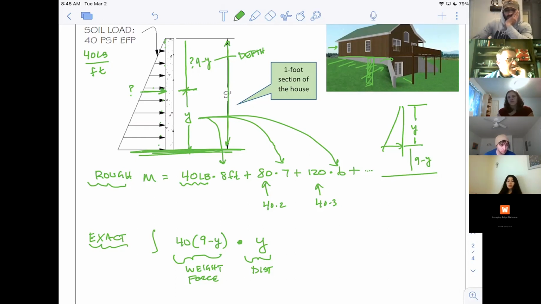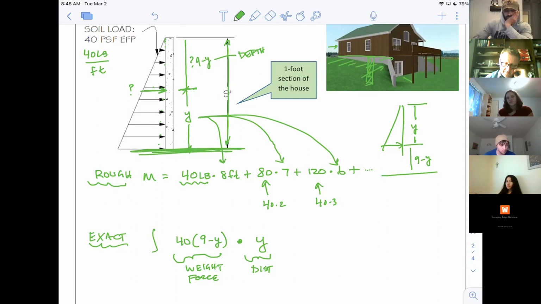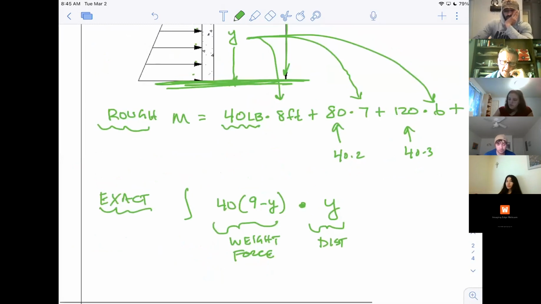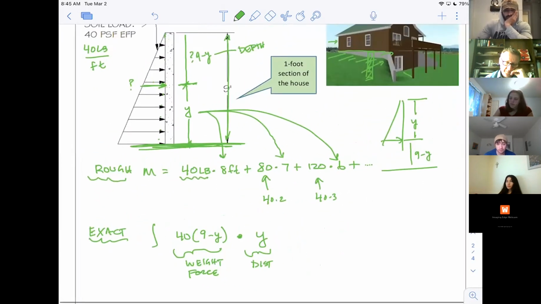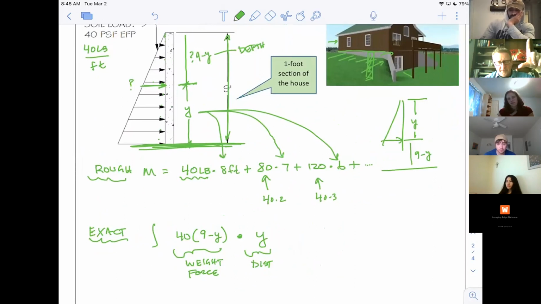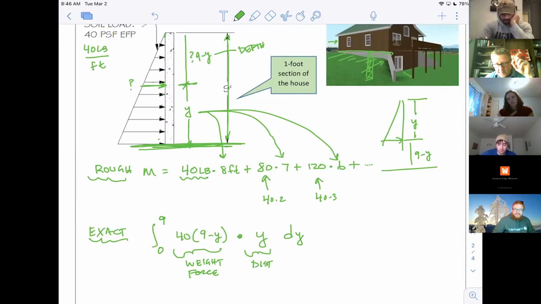And so what values can y take on? In other words, what are the limits of integration here? What can y be? 0 to 9. Because I can be all the way down at the bottom where y is 0, and I can be all the way at the top where y is 9. And so this is everything from 9 to 0. I'm not going to go into units here, but I'm going to throw dy on the end. dy is a little bit of y, which is also in feet. So just to say this out loud, this is feet, this is feet. 9 minus y is feet. And 40, remember, is pounds per square foot.